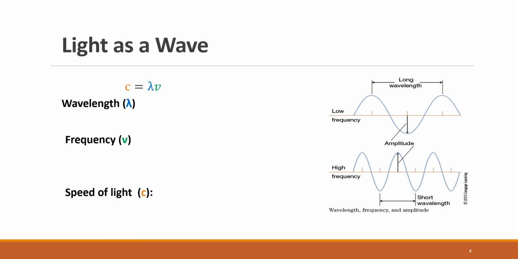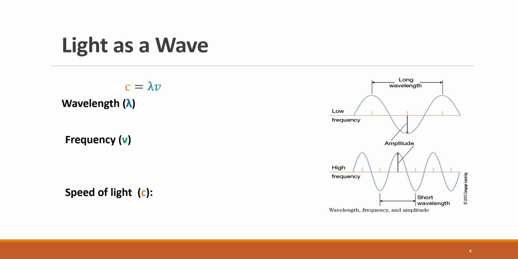Light can behave both as a wave, but also as a particle. So we're going to first look at light as a wave. When we're exploring light as a wave, we're going to be using the equation below, c is equal to lambda v. We're going to look at and define what those variables mean and how we're going to use them.